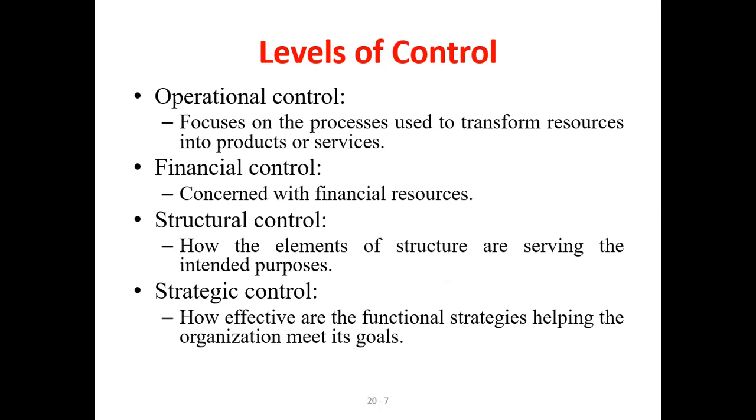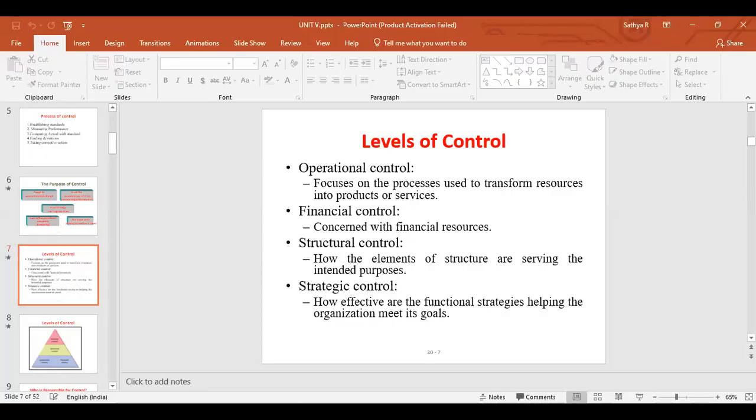So these are all the levels of controlling. What are the levels of controlling? Operational control, financial control, structural control, and strategic control. These are all the levels of controlling. Okay, thank you.